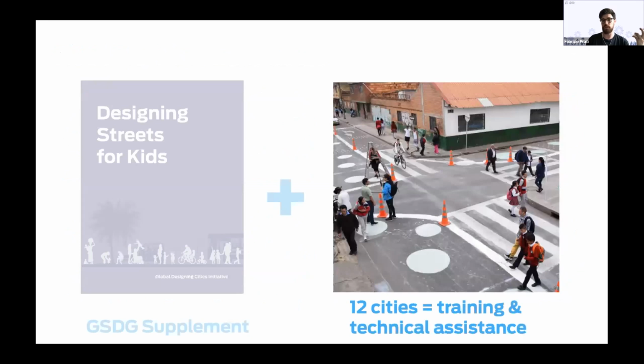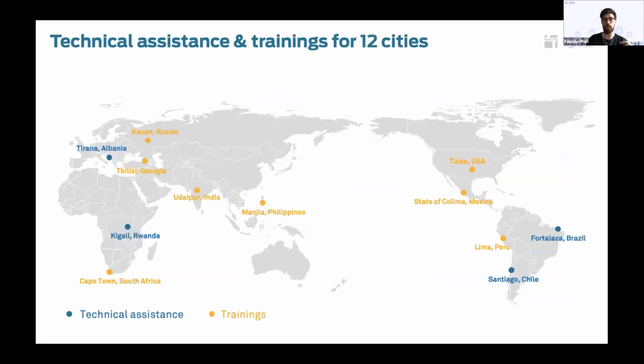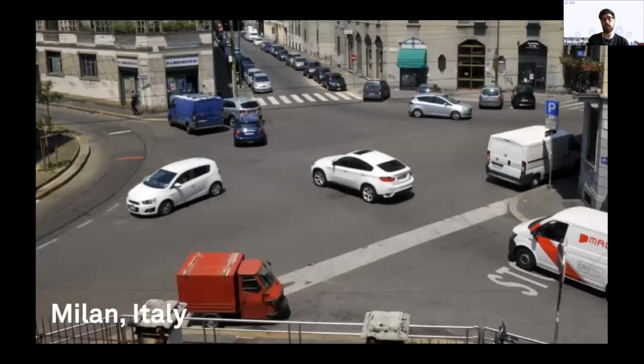And this brings me to the other component of the Street for Kids program, which is the training and the technical assistance part that, as I mentioned before, we did in partnership with local nonprofits and city governments in 12 cities, providing training and implementation support. And we built these on the experience of providing technical assistance under various programs in the past and developing projects with local governments all over the world.